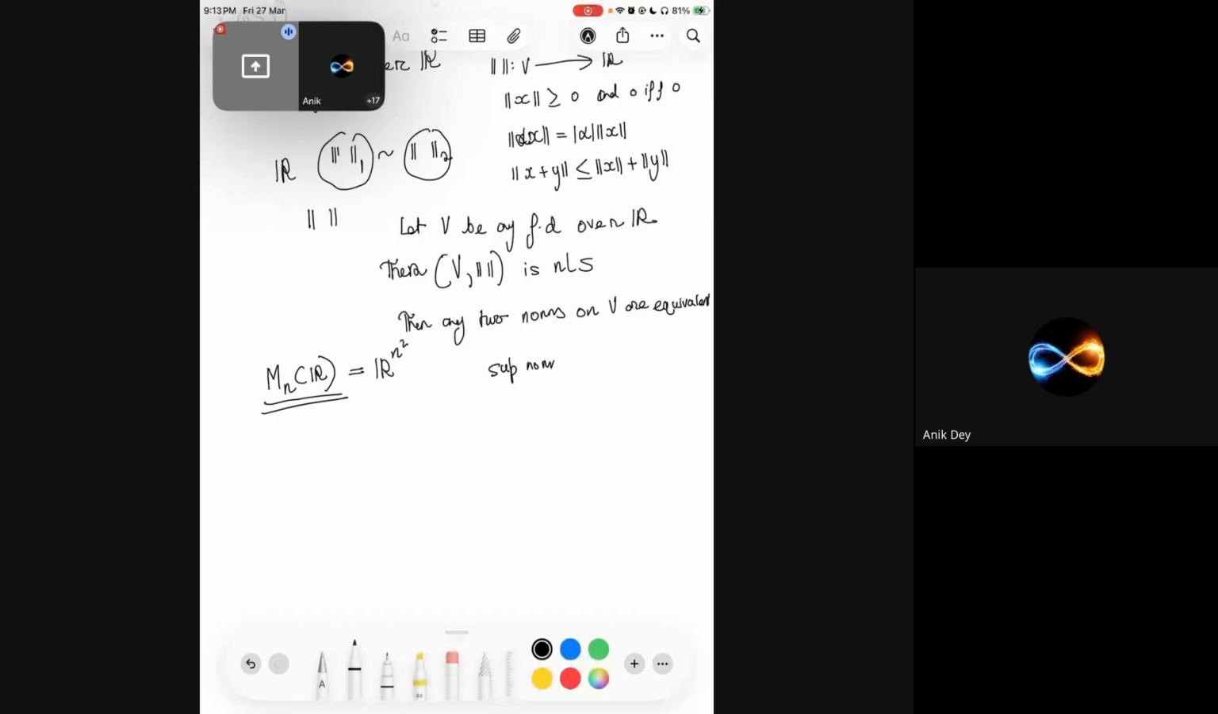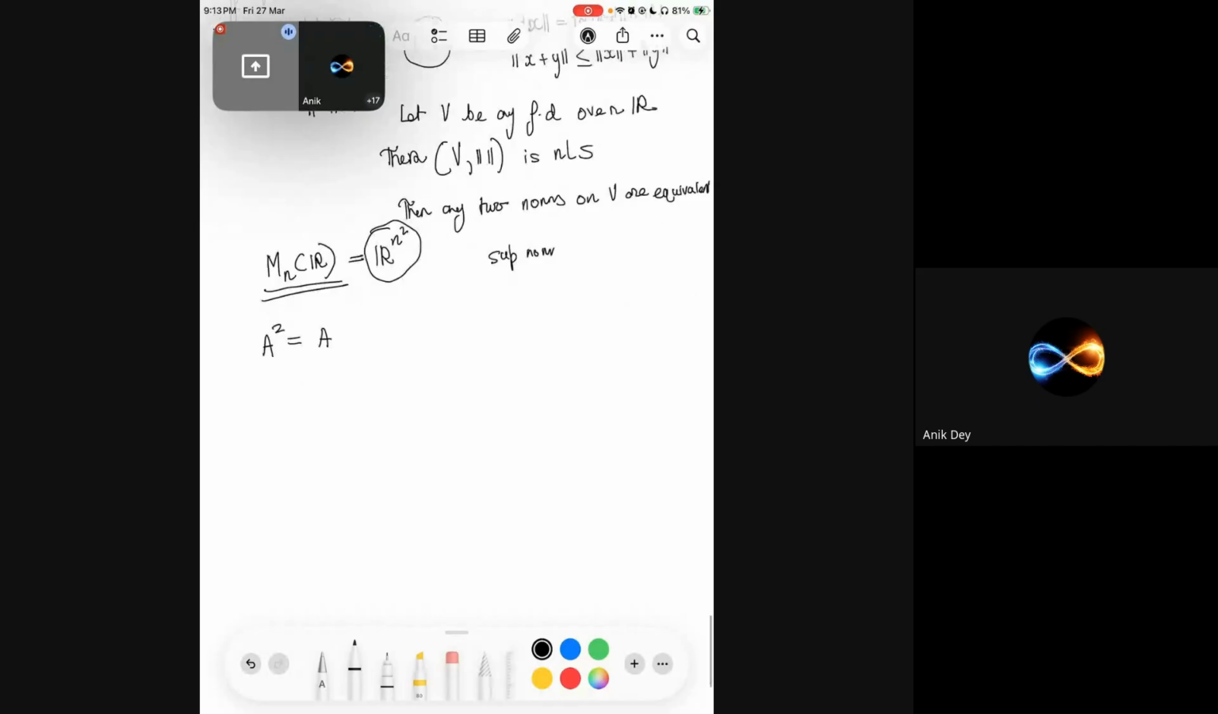So M_n(R) is R^(n squared), which has a metric on it, right? That is the Euclidean norm, the usual distance. So M_n(R) also has a metric on it, right? Yes, sure. Do you know what projection matrices are? Matrices such that A squared equals A. Okay, matrices corresponding to a projection operator. Yes, right.